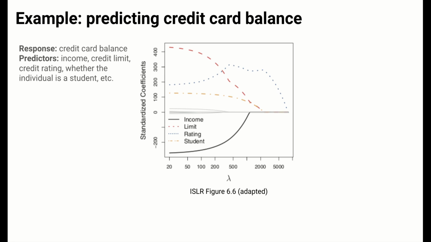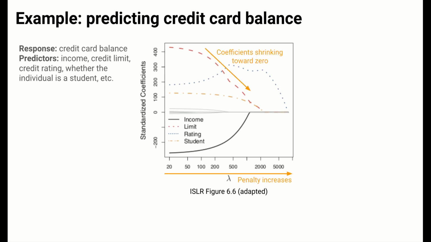Let's look at an example from the ISLR book on a LASSO model for predicting an individual's credit card balance. The response variable is credit card balance, and the dataset contains several predictors, including income, credit limit, credit rating, whether the individual is a student, and some other variables. The plot here shows how the estimated coefficients, plotted on the y-axis, change as the penalty lambda, shown on the x-axis, changes.